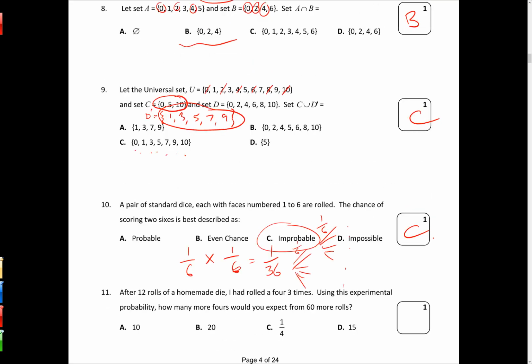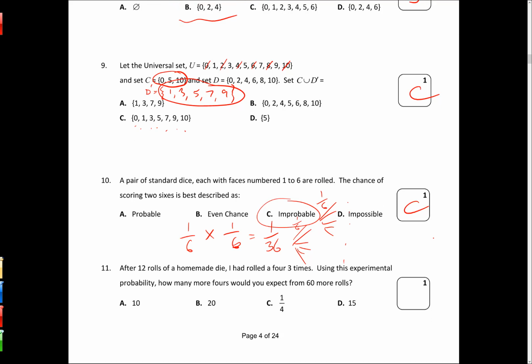After 12 rolls of a homemade die, I had rolled a 4 3 times. Using this experimental probability. What experimental probability? Well, experimental probability, I'll just write EP, is the number of times it happened. Well, it happened 3 times out of the number of times I did the experiment. So what happened with this dodgy homemade die? 3 out of 12 times it came up as a 4. So the experimental probability of getting a 4 was 3 out of 12, which I can simplify to 1 on 4. You don't have to simplify these things, but I like it. I've got a 1 in 4 chance.